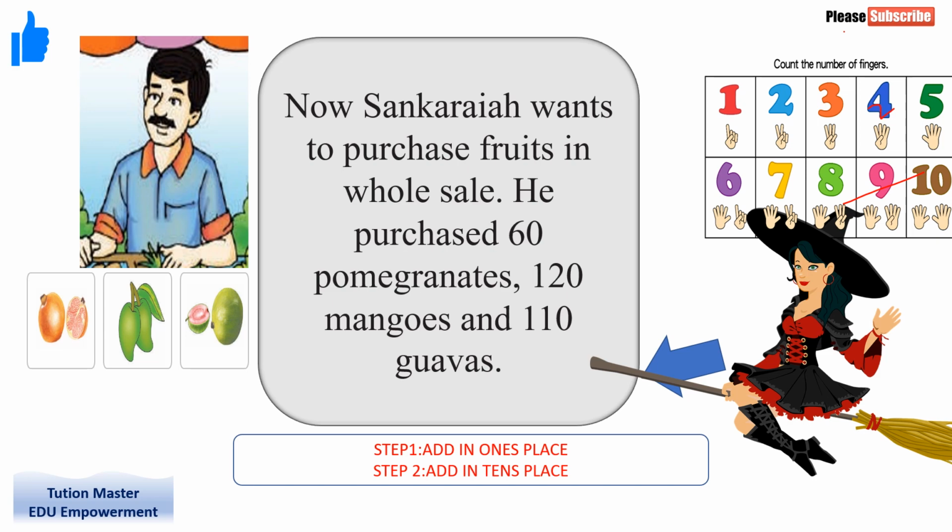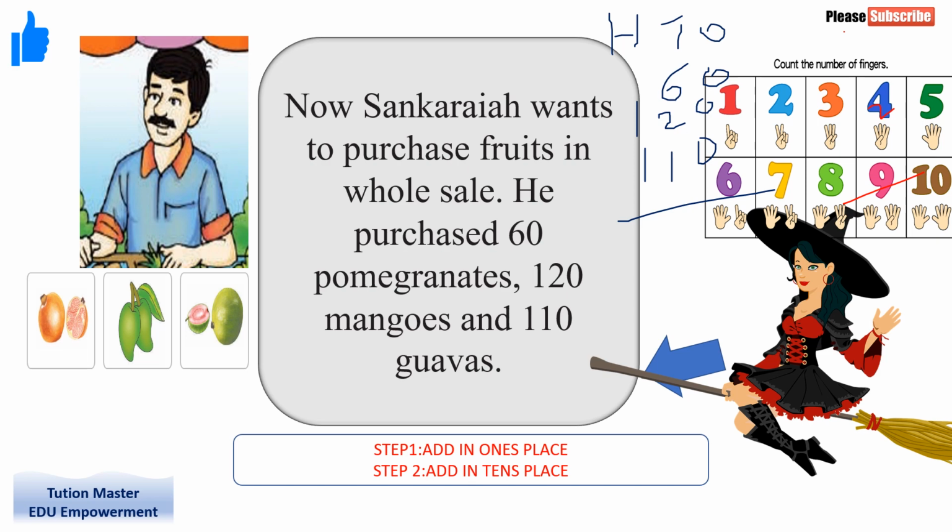So 60 plus 20. Wait, I'll tell you. So 60, I'll write in brief here. Where will I write? Okay, I'll write here. So I'll take blue color. Ones, tens, and hundreds. So the total number of pomegranates he has purchased is 60, the total number of mangoes is 120, and the total number of guavas is 110.